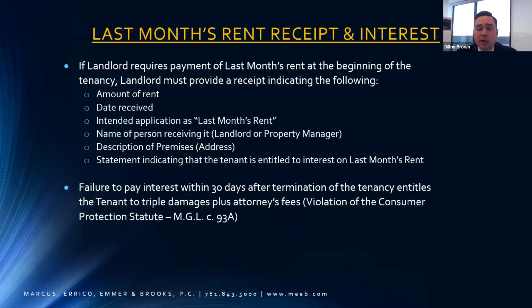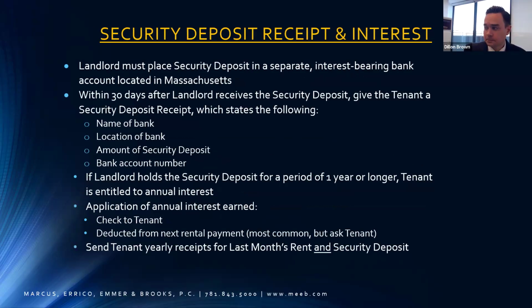So, unlike a security deposit, which we'll talk about on the next slide here, there isn't a requirement that you put last month's rent in a separate interest-bearing account, but yet the statute holds the landlord responsible for annual interest that's earned on that rent. So, quite frankly, what a lot of landlords and property managers are doing is that if they're collecting these two things, they're putting it in a separate interest-bearing account because, again, the tenant is entitled to interest. They're entitled to know how much interest and where it's located. So, in order to comply with that, that's how a lot of property managers are getting this done.